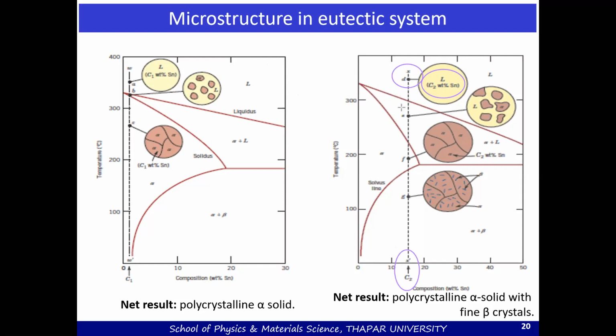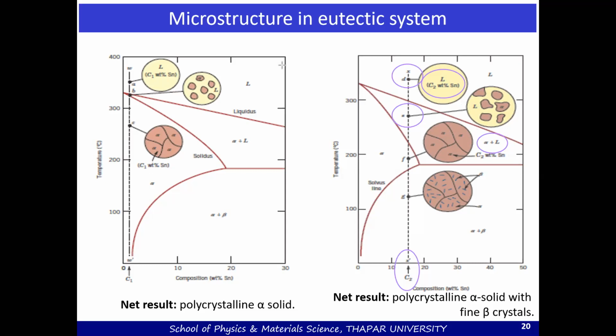The moment you cross the liquidus line, let us say we are at point E, you can now have both the phases, partly it is liquid and partly it is the alpha solid. Why alpha solid? Because we are in the alpha plus L region. So what will be the concentration of the two phases?